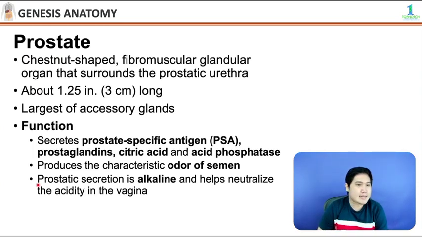Okay, let's go to the prostate. Okay? Prostate gland. Okay? So your prostate gland is a chestnut-shaped fibromuscular glandular organ surrounding the prostatic urethra. Okay? It is the largest of the accessory glands of the male genitalia and functions to secrete numerous substances like your PSA, prostaglandins, citric acid, and the acid phosphatase. Okay? It is also responsible for the odor of the semen and it is responsible for the alkalinity of your semen. Okay? That helps to neutralize the acidity in the vagina.